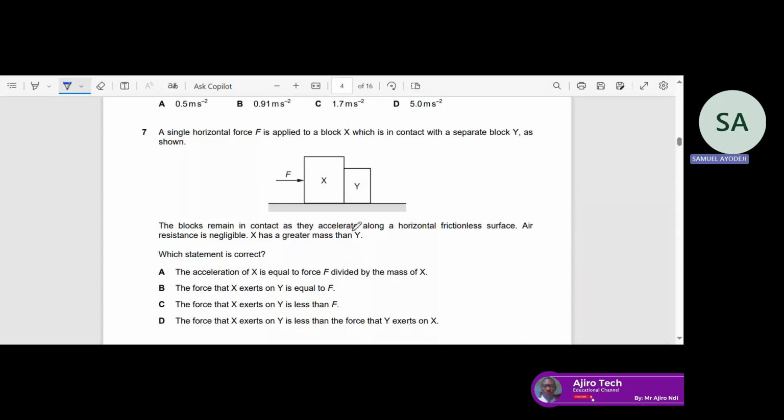Now a single horizontal force is applied to a block X. We apply force to block X, which is in contact with a separate block Y. The blocks remain in contact as they accelerate along the horizontal frictionless surface. X has greater mass than Y. So mass of X is greater than mass of Y. So which one is correct?